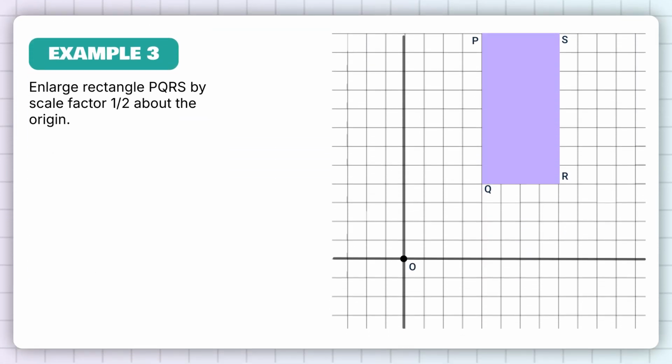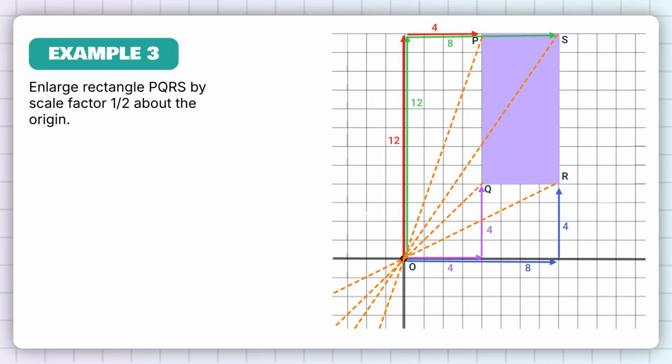Now let's look at a fractional enlargement. Suppose we have a rectangle PQRS and we need to enlarge it by a scale factor of 1/2 with the center of enlargement at point O. Once again, start by drawing lines through O to each of the vertices. Now measure the horizontal and vertical distance from O to each vertex. Halve those distances to get the vertices of the transformed shape, P prime, Q prime, R prime, and S prime. Finally, draw lines to connect P prime, Q prime, R prime, and S prime, forming the smaller rectangle.